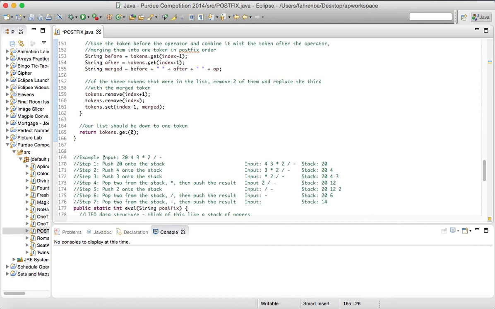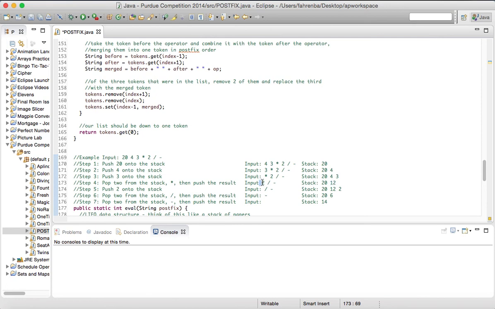So if our input string was this, already in postfix notation, the idea is you go one number at a time and you take from the input string and put it into the stack. So when I get a 20, I take it from the input and push it onto the stack. I see the 4, push it onto the stack. See the 3, push it onto the stack. And then when I see that I have a multiply, I pop the two things off the stack, the 4 and the 3, and multiply them together and push that number, 12, back onto the stack.